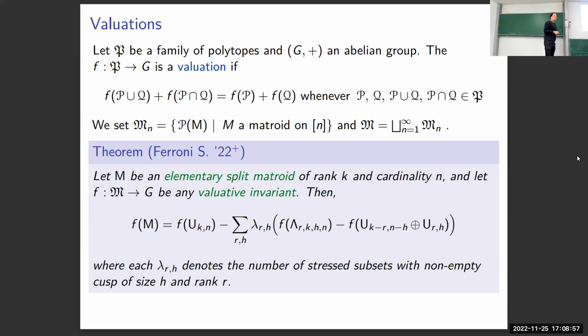What is the big lambda? This big lambda is a cuspidal matroid. It depends on N, K, R, H, and S. N is the size of your ground set, and K is the rank of your matroid. And what are these R and H? You always have the stressed set that you want to relax. The rank of that stressed set should be R, and the size should be H. So they have to record all this information.